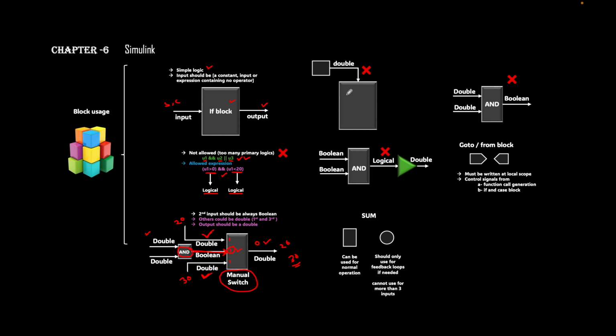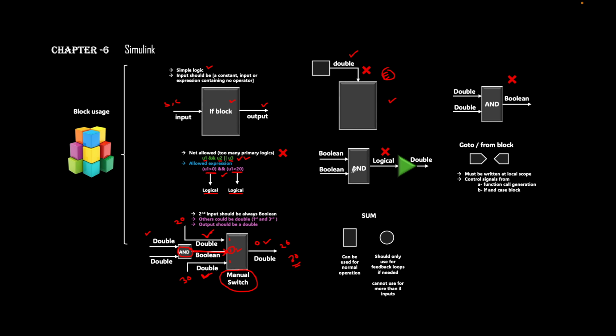Coming to the next, if you are using an enable subsystem, then you should not use double as the data type for enabling the subsystem. It could be only Boolean logic, so it could be either 1 or 0. It should not be some other value. So that is one condition to use an enable subsystem.